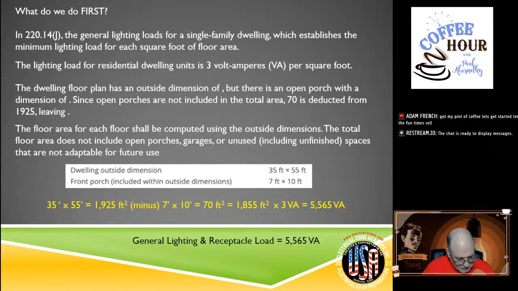And if you look at it, here's what it says. The floor area of each floor shall be calculated from the outside dimensions of the building. Well, we've got that, 35 by 55. It says for dwelling units, the calculated floor areas shall not include open porches, garages, and unused or unfinished spaces not adaptable for future use. Well, in this case, we have a front porch.